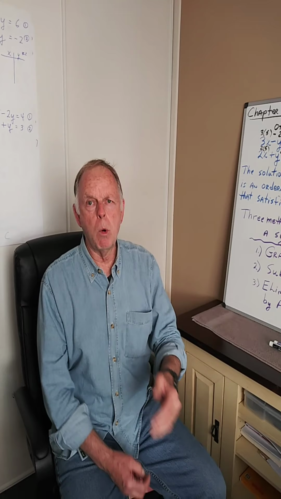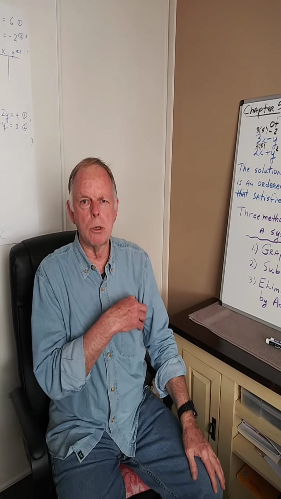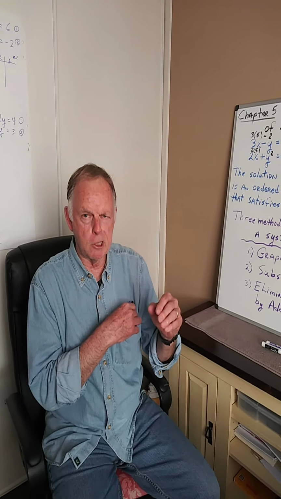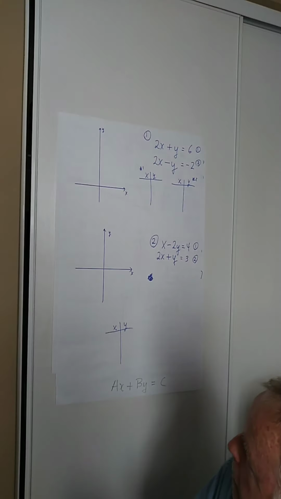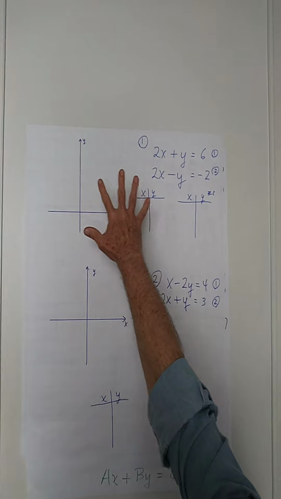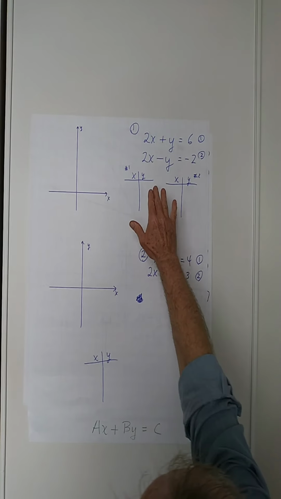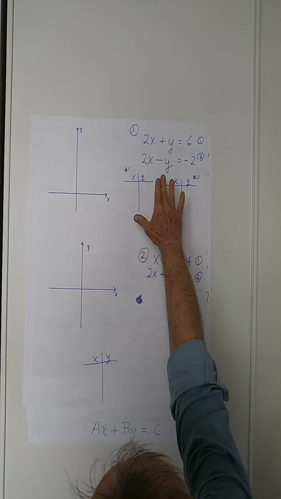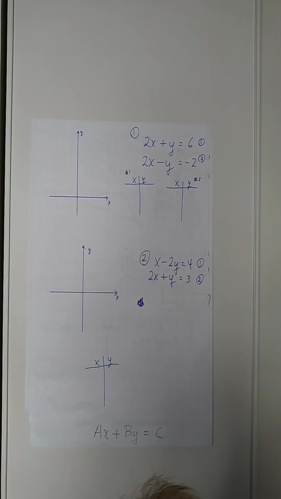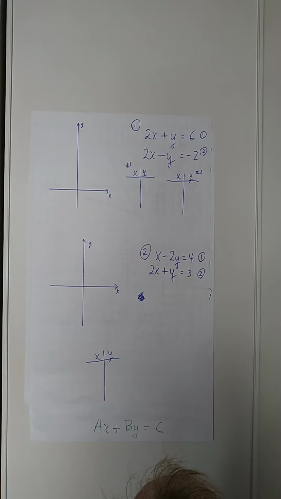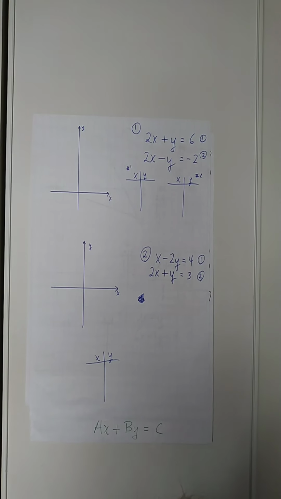And with another equation, the slope and the y-intercept would be maybe the more advisable way to go. So, we're going to start with problem number 1. Here's the first one that we're going to do. There's the system up there in blue. 2x plus y is equal to 6. 2x minus y is equal to negative 2.